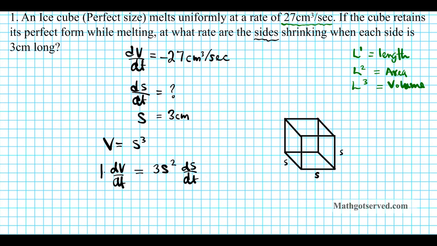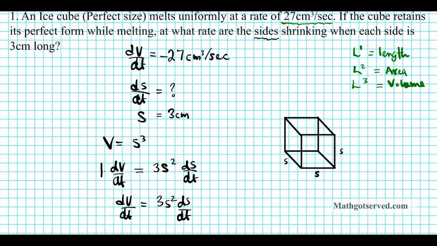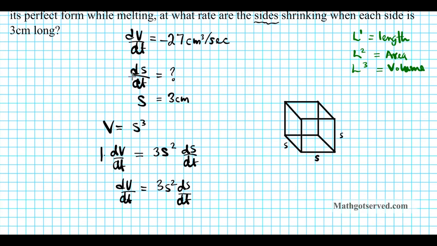We have dV/dt equals 3S squared ds/dt. Now if you look at what we have listed here, it works perfectly. Remember, we needed an equation with only dV/dt, ds/dt, and S. So we can plug in dV/dt and S into this equation and solve for the unknown, which is ds/dt.